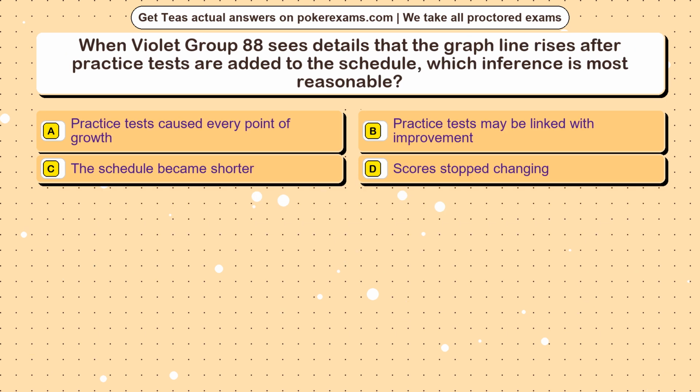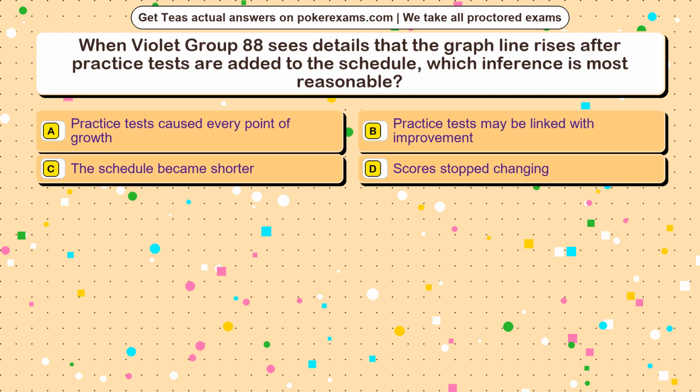Question 2. When Violet Group 88 sees details that the graph line rises after practice tests are added to the schedule, which inference is most reasonable? Option A. Practice tests caused every point of growth. Option B. Practice tests may be linked with improvement. Option C. The schedule became shorter. Option D. Scores stopped changing.